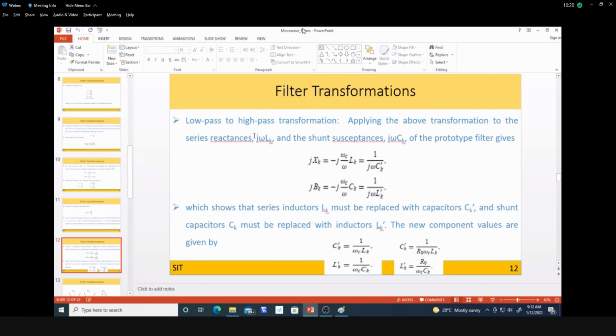Now if you see the low pass to high pass transformation, if you want to find out the new values of the elements, that is, the new values of the elements after applying this transformation, we can have the element values like this. The prototype filter gives these element values, that is the reactance and the susceptance.